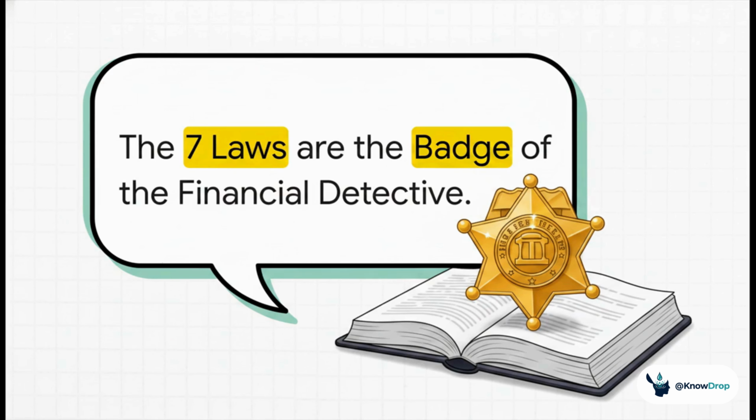Let's lock this down right now. Your memory anchor for this first topic is simple. The 7 laws are the badge of the financial detective. They provide the absolute, unquestionable authority you need to step into a company and start asking the hard questions.